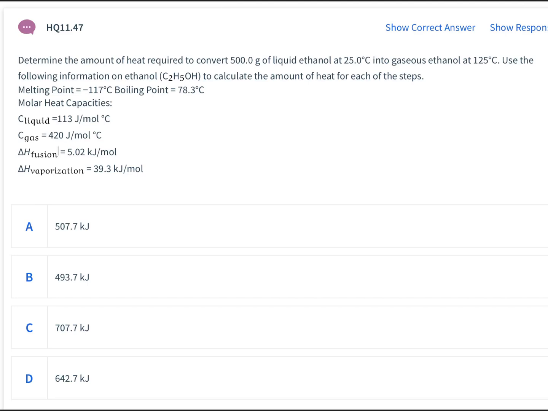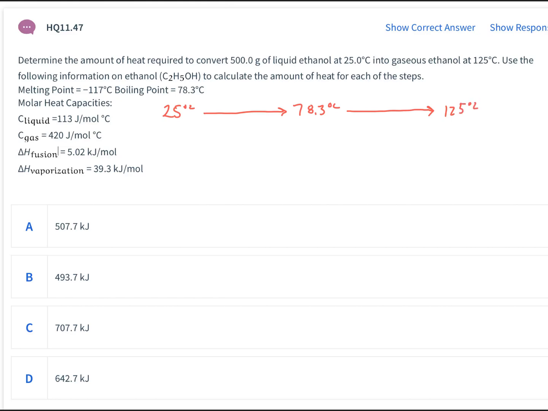So the first part of this diagram is we have 500 grams of methanol at 25 degrees Celsius. I need to heat that methanol from 25 degrees up to the boiling point, which is 78.3 degrees Celsius. So I've got liquid ethanol, I'm heating it up to its boiling point, and now that I've reached the boiling point, I go through that phase transition, and then I have a second calculation as well. Now I'm going to take that liquid ethanol that's gone through the phase change into the gas and heat that up to 125 degrees Celsius.